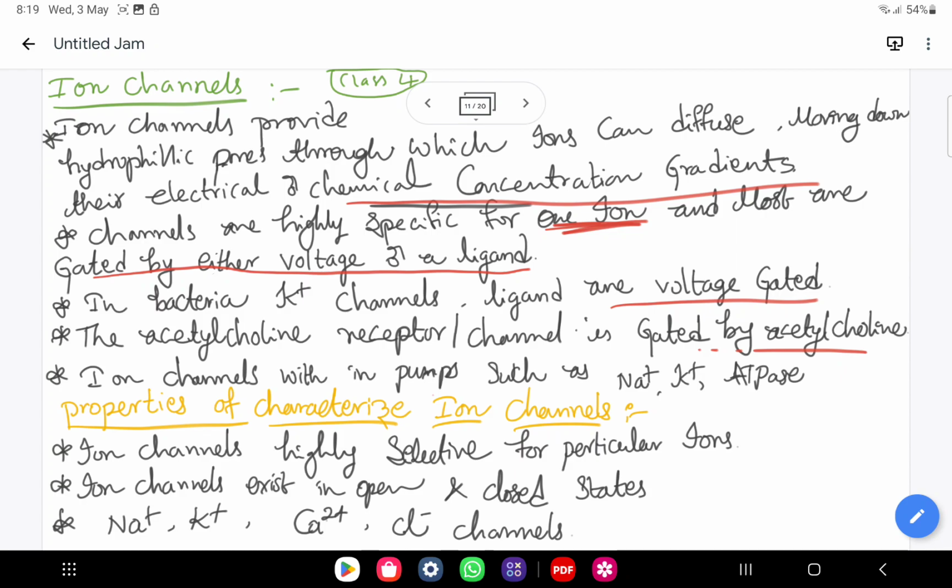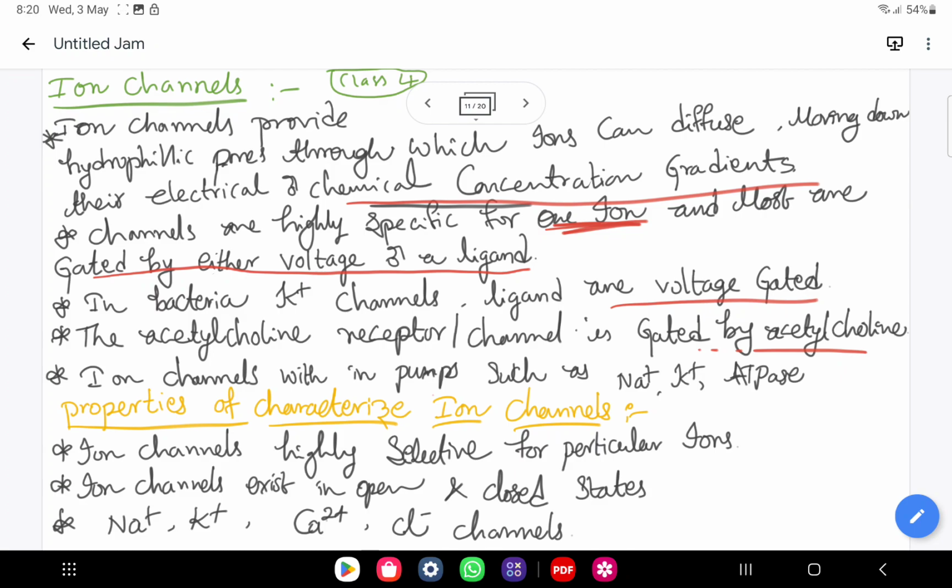In bacteria, K plus channels selectively filter ions and are voltage gated. The acetylcholine receptors are channels which are gated by acetylcholine. Ion channels work together with the Na plus, K plus ATPases.